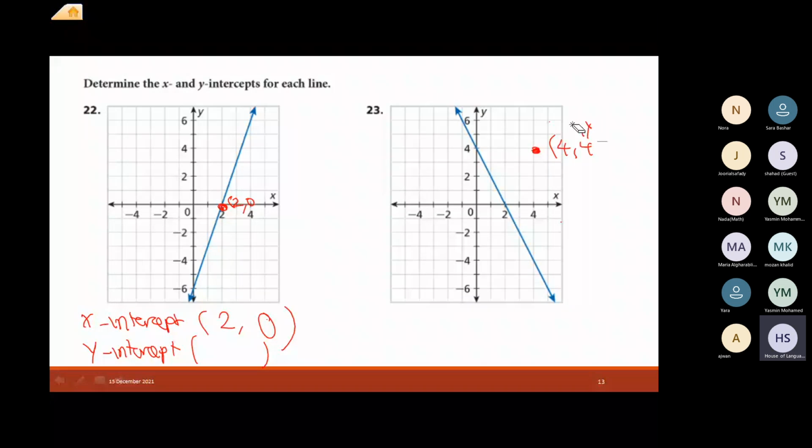Do you know how to name the ordered pair? Yes. Oh no. Yes.